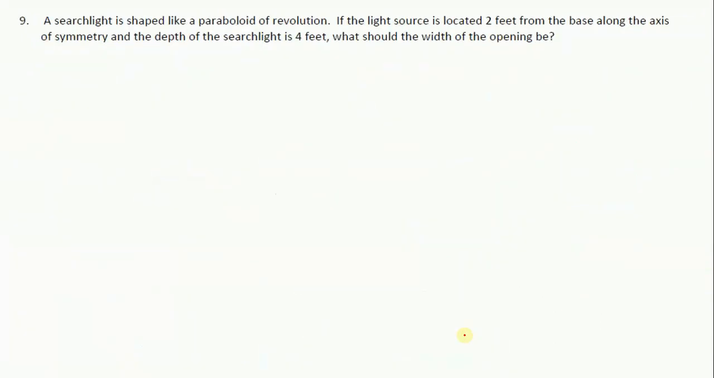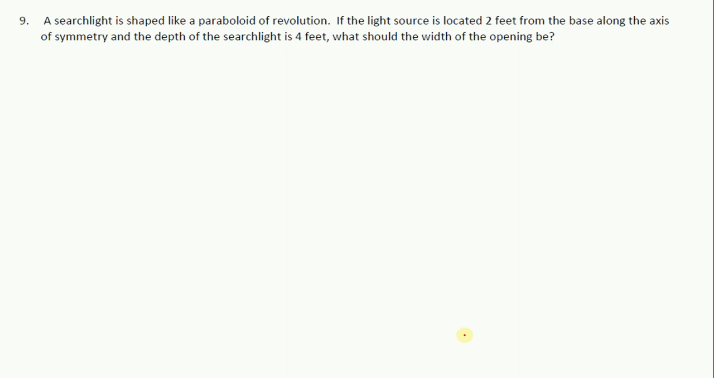Let's try one more here together. So I got number 9, about a searchlight. So I got a searchlight that's shaped like a paraboloid of revolution, aka a parabola that we've taken into 3D. So it kind of looks like, I guess, the bottom of an Easter egg, if you want to consider that. That would probably be the best vision of it.